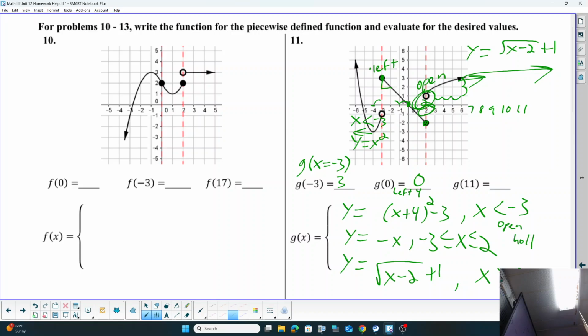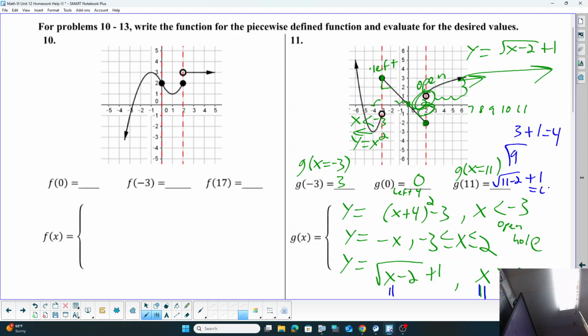Okay, so we can actually finish the last one now. The last one was g of x equals 11. And so where does 11 go? 11 is greater than 2, which means we're going to have to plug that into our equation. So we're going to do the square root of 11 minus 2, plus 1. 11 minus 2 is 9. The square root of 9 is 3. And 3 plus 1 is 4.